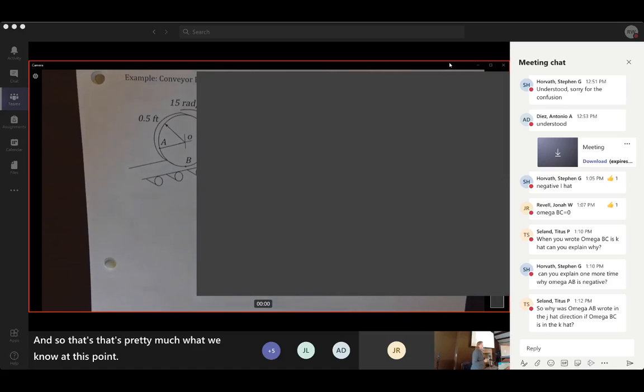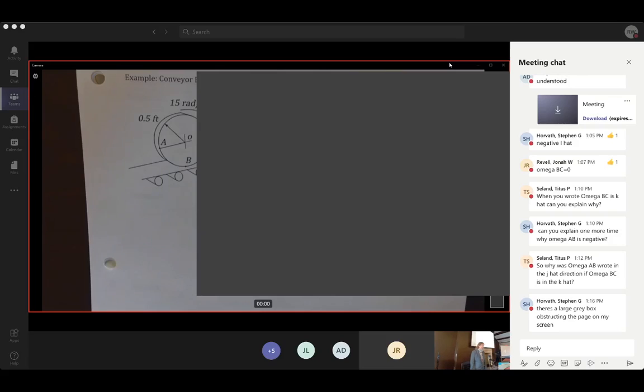Is that 0.5 feet just the radius? That's the radius. Yep, so we've got a cylinder that is rotating.